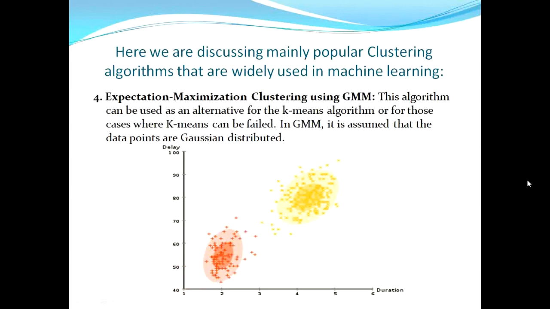Next is expectation maximization clustering using GMM. This algorithm can be used as an alternative to the k-means algorithm, or for those cases where k-means can fail. In GMM, it is assumed that the data points are Gaussian distributed. In the figure, there is an example of clustering of Old Faithful eruption data.